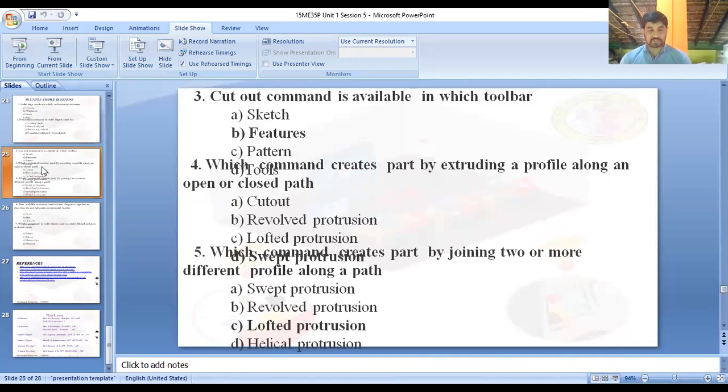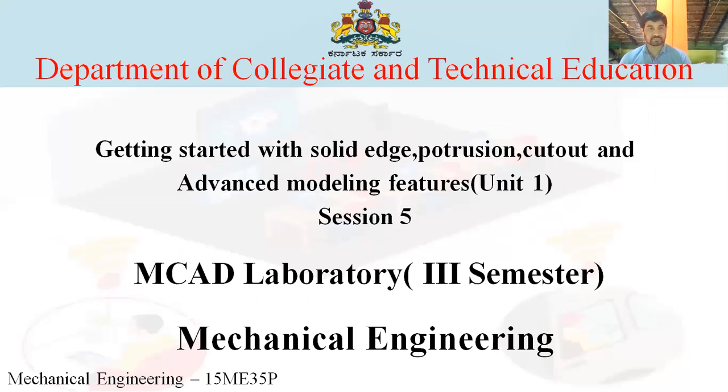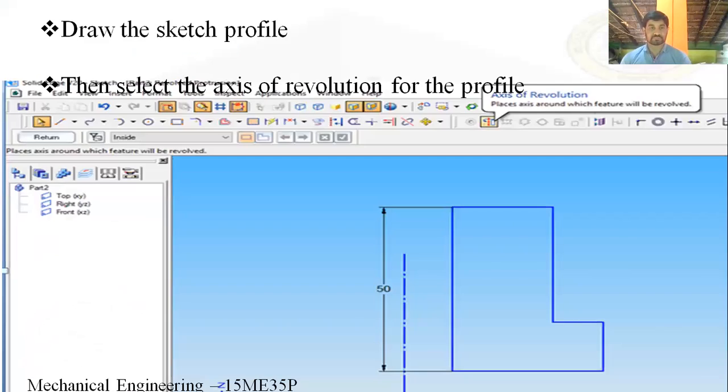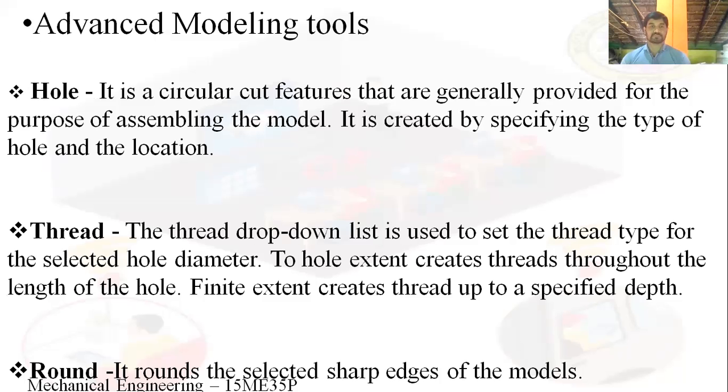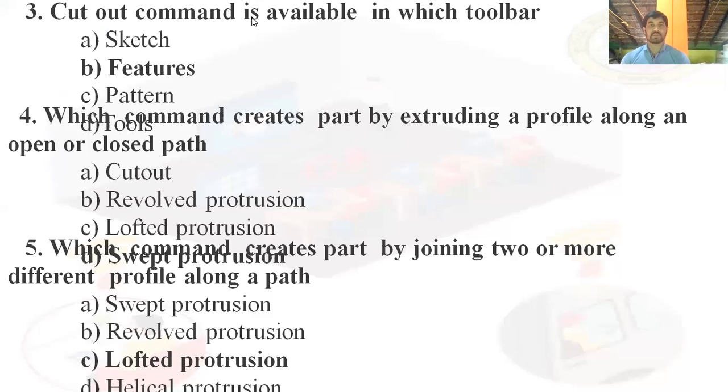Next, the cutout command. The next question is: the cutout command is available in which toolbar? I told you the cutout command, protrusion command, and revolved protrusion are all available in the feature toolbar. When explaining, I kept telling you that it is available in the feature command. One option is sketch, but in sketch we draw only 2D drawings. So in the feature command we have the cutout operation. Pattern is the mirror option.